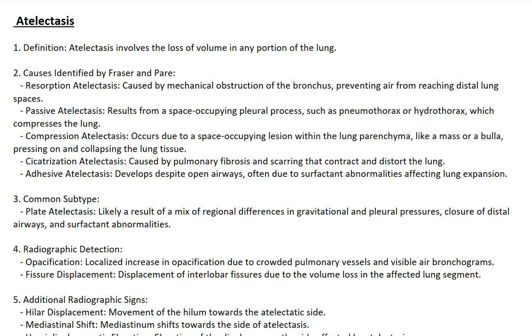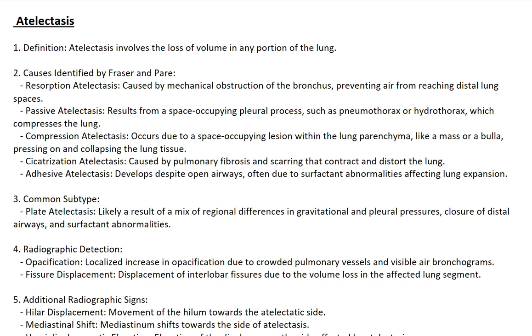Point-wise description of atelectasis. 1. Definition: atelectasis involves the loss of volume in any portion of the lung. 2. Causes identified by Fraser and Pare. Resorption atelectasis, caused by mechanical obstruction of the bronchus, preventing air from reaching distal lung spaces. Passive atelectasis results from a space-occupying pleural process, such as pneumothorax or hydrothorax, which compresses the lung.